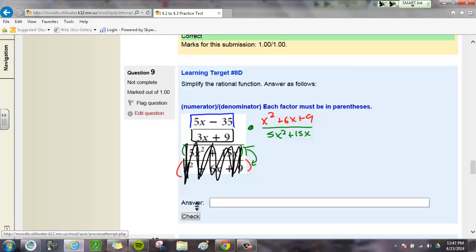But remember, this doesn't exist anymore. We made it into multiplication by flipping it. So let's do each of these sections separately. We'll start on this blue section right here. I got 5x minus 35.